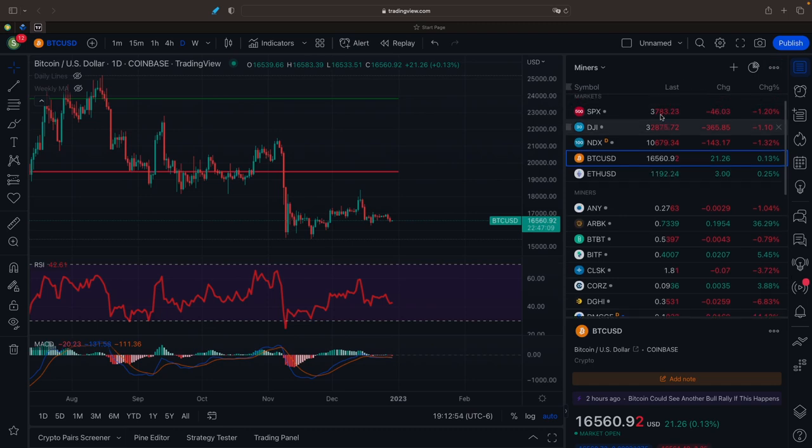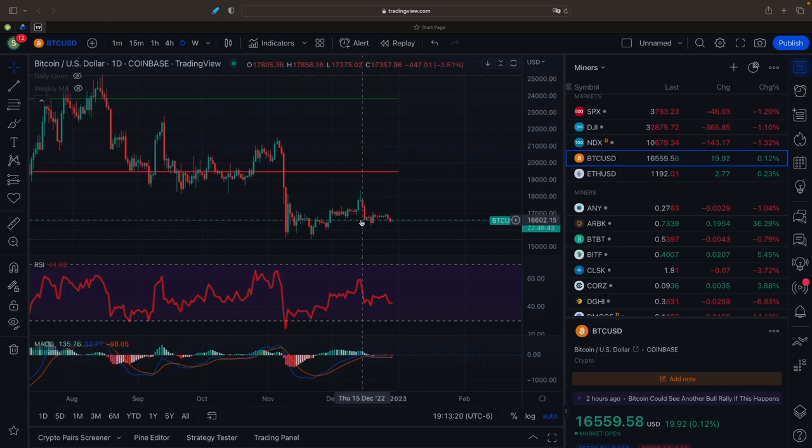The S&P was down today 1.2% to 3,783. Dow Jones was down 1.1% to 32,875. And the NASDAQ was down 1.32% to 10,679. Bitcoin was also down a day. It was down about 0.95% on the day. It closed at 16,539. We hit a low of 16,460. And the high was 16,777.